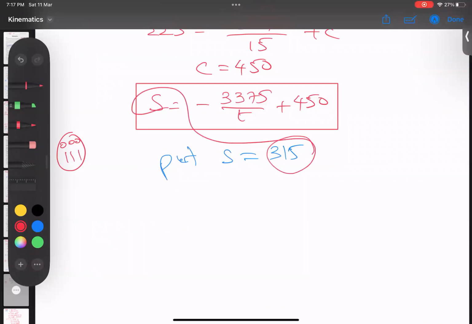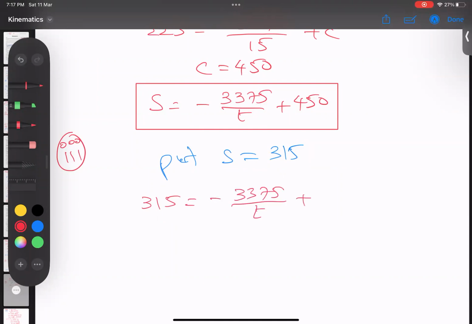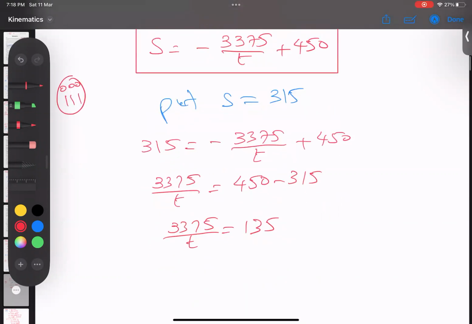I will put this here and I'm going to find time. So 315 equals negative 3375 over t plus 450. This comes here and this goes to the other side. 3375 over time equals 450 minus 315. So students, let's see what the answer turns out to be. 3375 over t equals 135, and t is 3375 divided by 135, and I got 25 seconds.